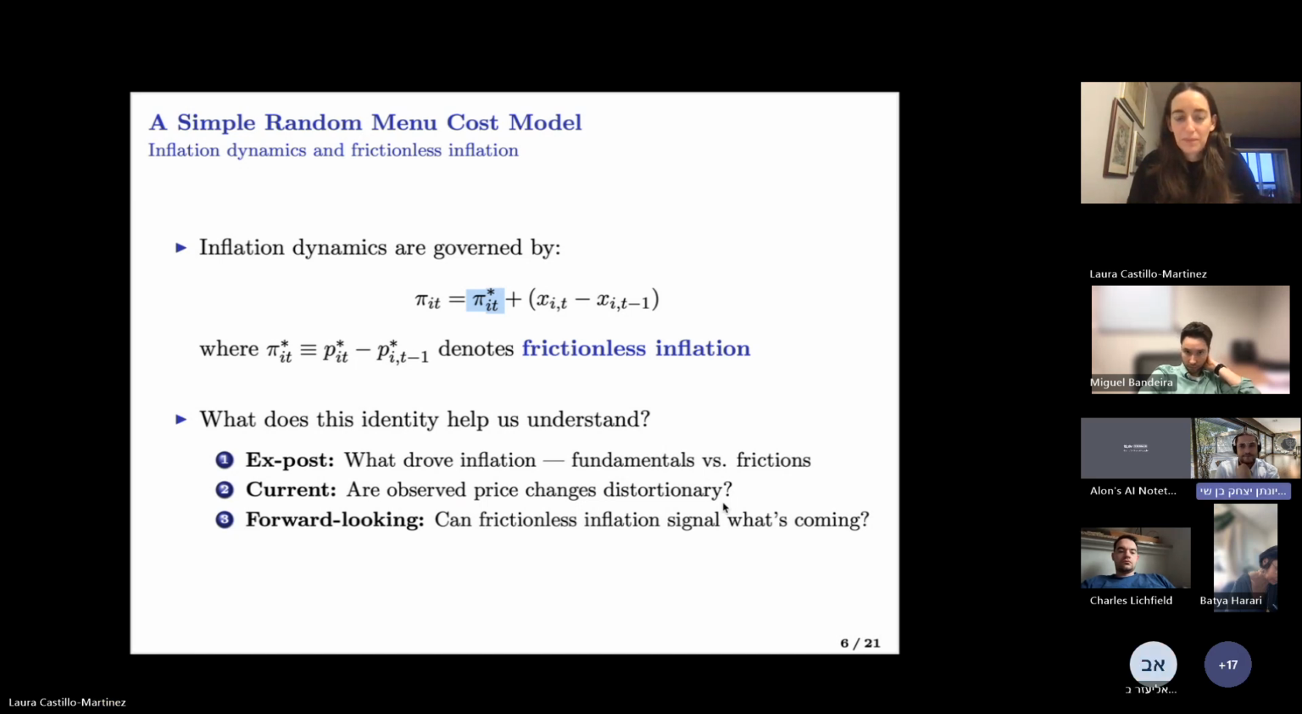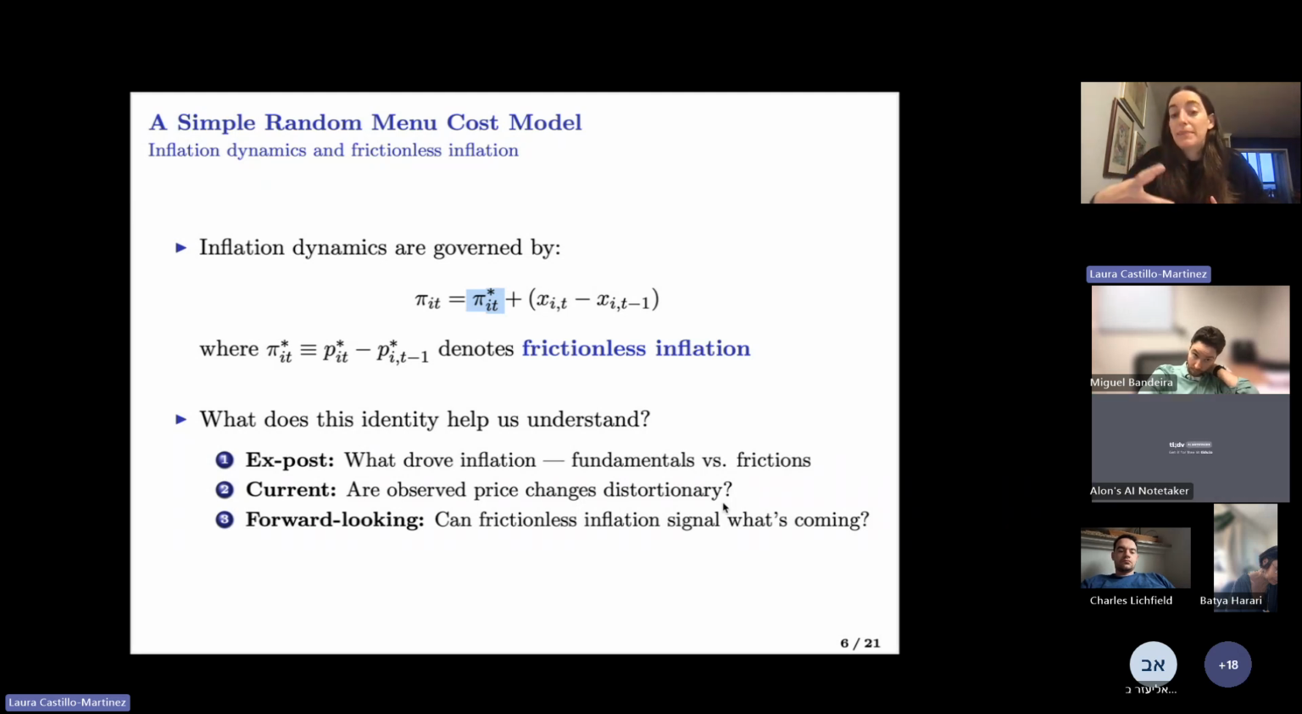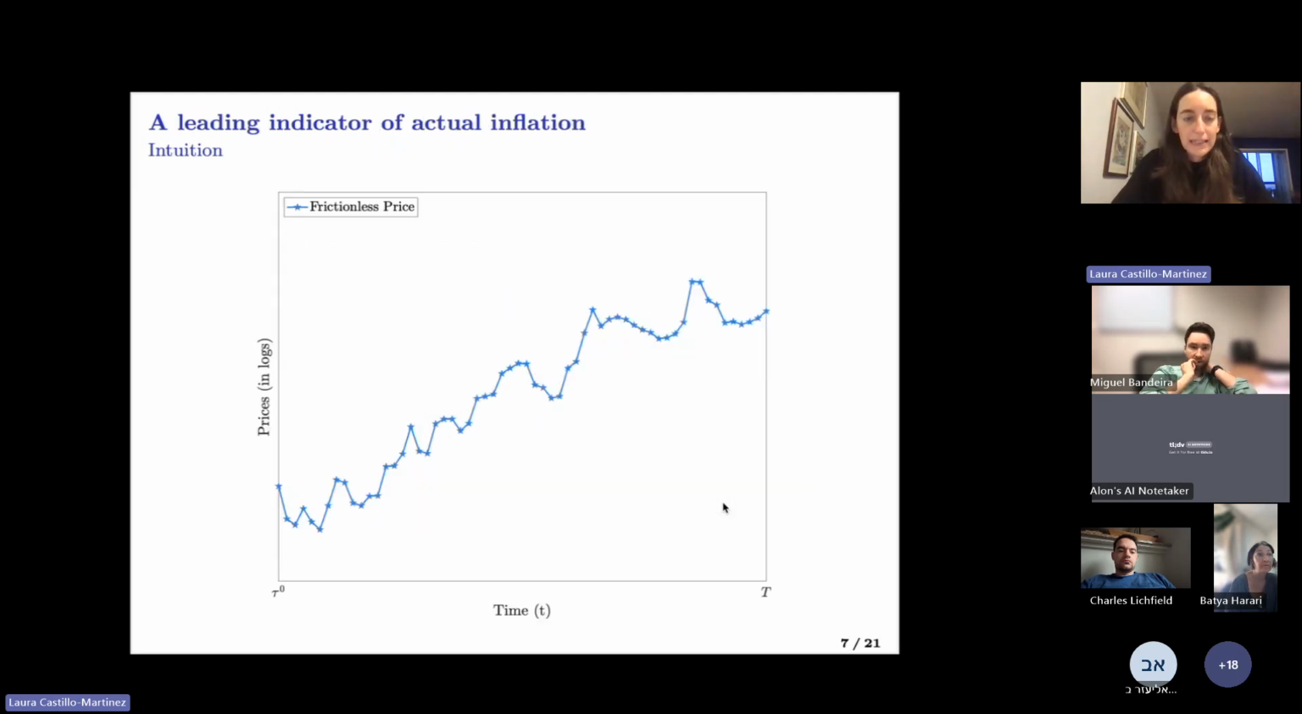Okay, thank you. But it is true that in the model, and we'll see that this applies in the data, this object is going to be more persistent. It's going to be smoother, and therefore it's able to anticipate what's happening with actual inflation. Let me give you a very clear example of this, using simulations from the model, graphically.